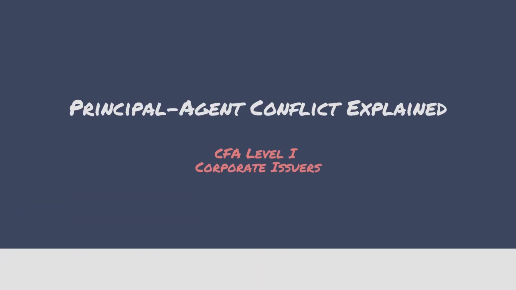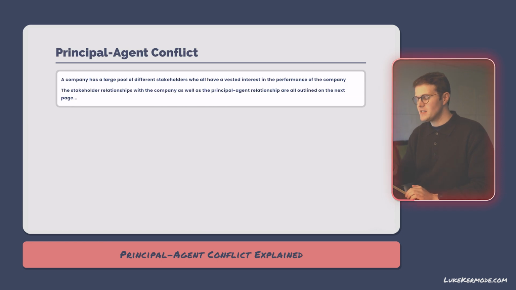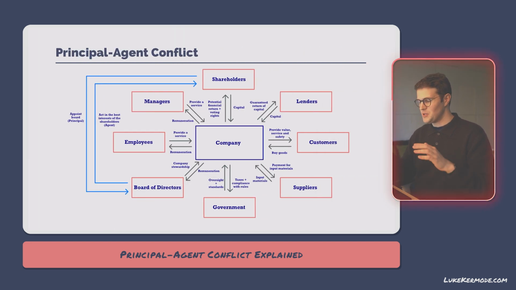Let's get into it. Okay, so companies, as we know, have many different stakeholders who have a vested interest in the performance of the company. And those stakeholder relationships are important for company managers to consider and manage. So I've outlined these relationships between all of the key stakeholders and the company itself on this slide. I won't go through every relationship, but the key one to be aware of for this video is the principal-agent relationship, which is the relationship between the shareholders and the board of directors.